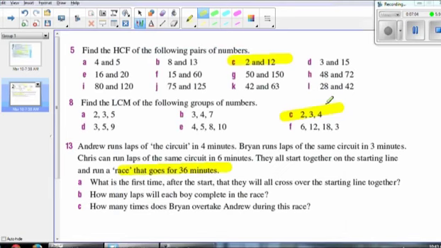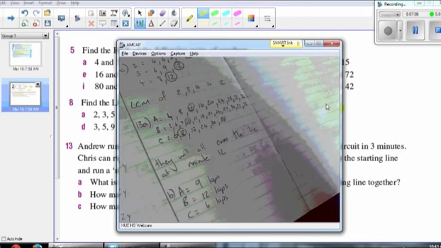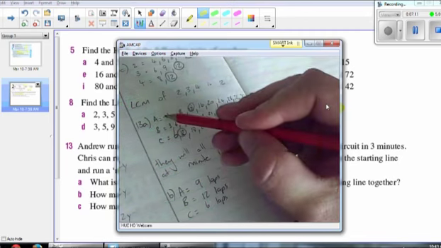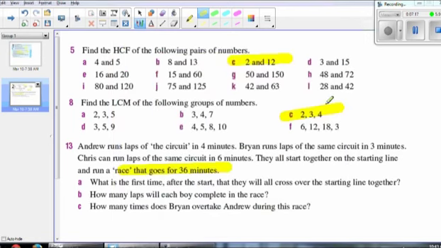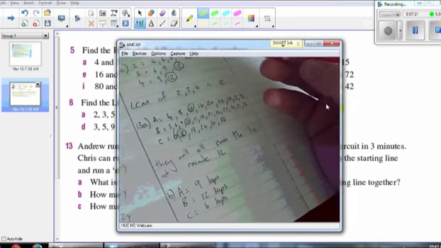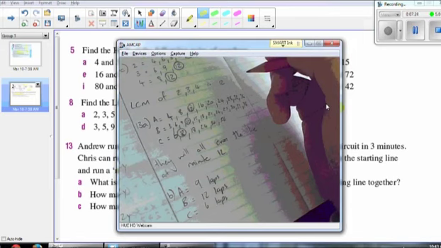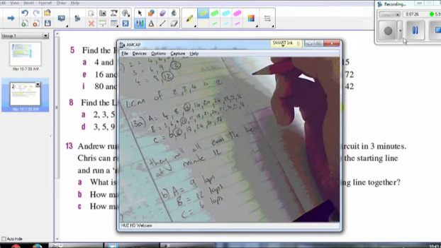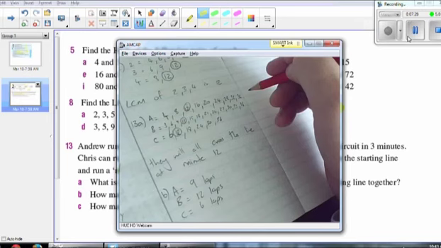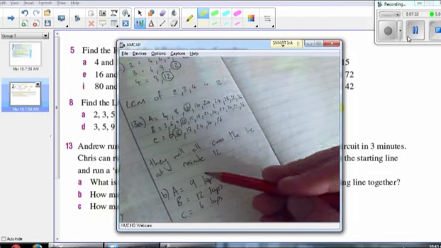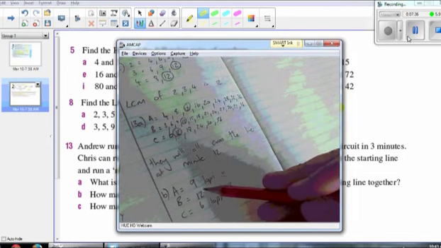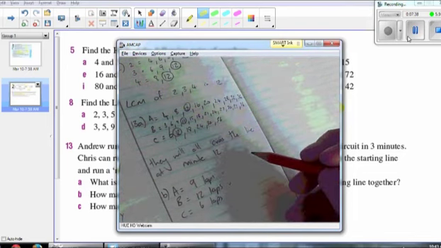C. How many times does Brian overtake Andrew during the race? A little bit tricky, this one. Brian overtake Andrew. Okay, good. For this one, we need to have a close look at the times that they're running. If we have a look at how many laps they've done, how many laps more has Brian done than Andrew? And the answer to that is 3.